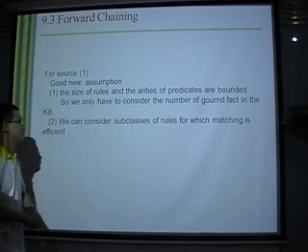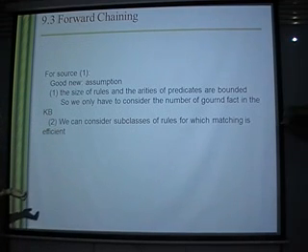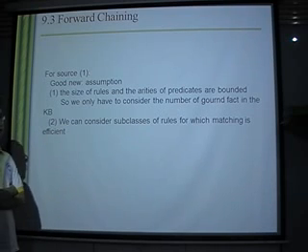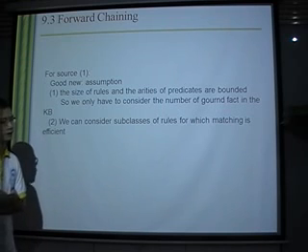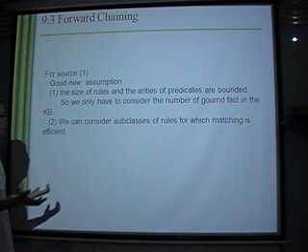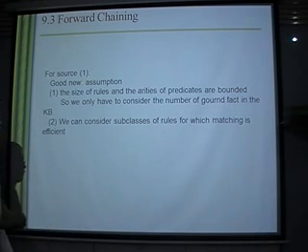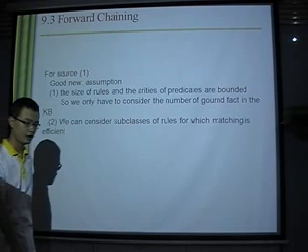The good news is that we do not need to consider the size of rules or the arities of predicates because they are bounded. All we have to consider is the number of ground facts in the knowledge base, which we call data complexity. And we only have to consider the subclasses of rules for which matching is efficient.